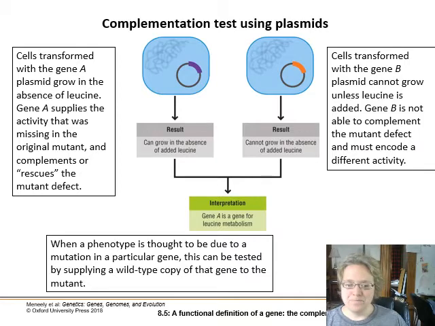Okay. And the other thing we can do, if it's a mutated gene, is take a wild type copy of the gene and add that in and see if that restores your function. So you know whether or not it's a separate gene or if it's an allele of a gene, much like the previous complementation test.